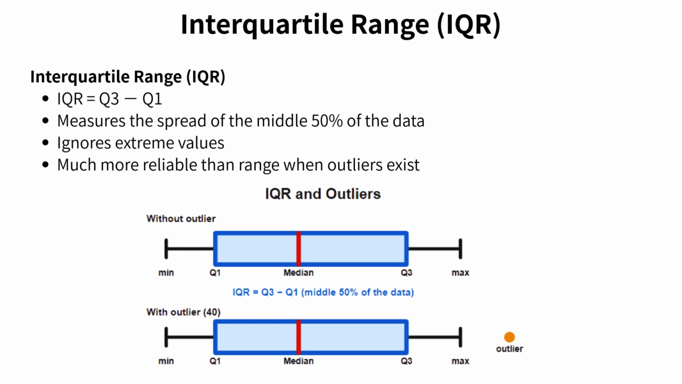Even though the overall range becomes much larger, the box itself stays exactly the same. This tells us that the core of the data did not change at all. By ignoring extreme values, IQR prevents a single outlier from distorting our interpretation. On the SAT, this makes IQR especially useful when comparing variability between datasets that contain outliers. In the next section, we will look more closely at how box plots define and display these components.